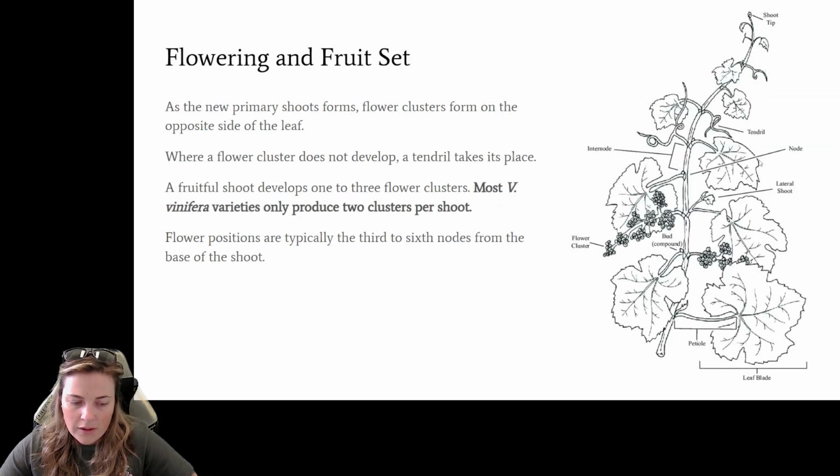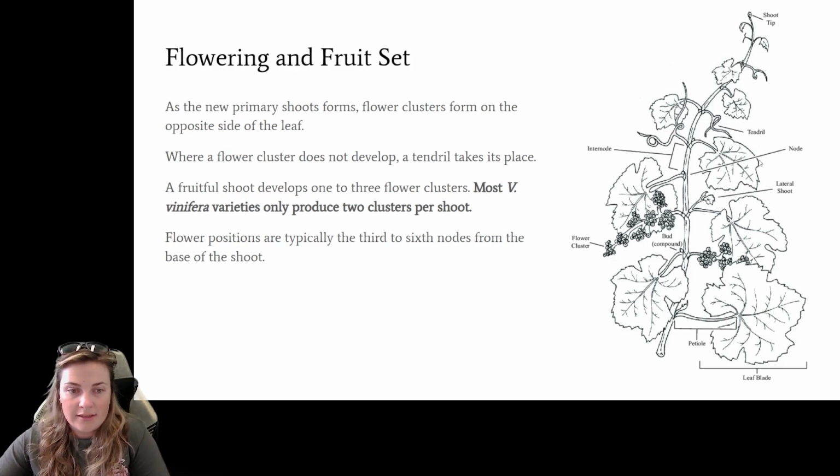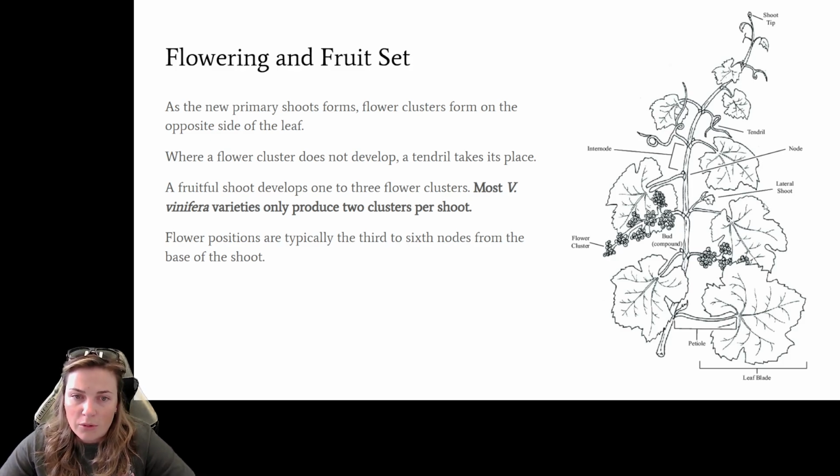Okay, lovely. So say you're a grapevine, and shoot primordia decide we're going to develop flowers that will become clusters of fruit this year. That's wonderful. Great. So as it forms, there's a structure to how this typically pans out, and how it normally works is the flower clusters form on the opposite side of the leaf, and the same is to be said about the tendrils, right? So this is a really good drawing here.